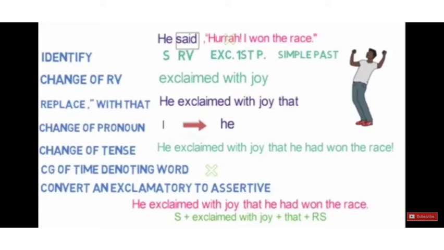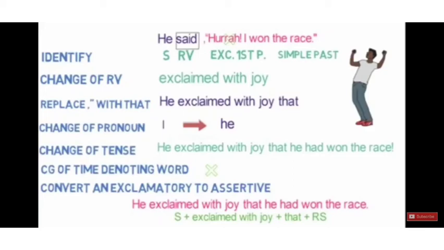First person will change as per the subject. Step 5 is change of tense. Here simple past tense will be converted into past perfect. So the sentence will become like this. He exclaimed with joy that he had won the race.